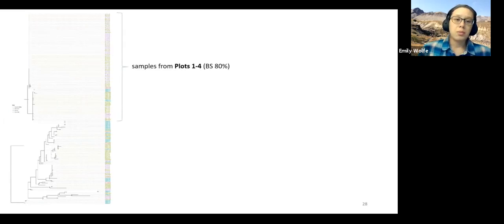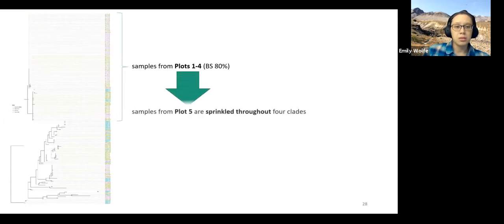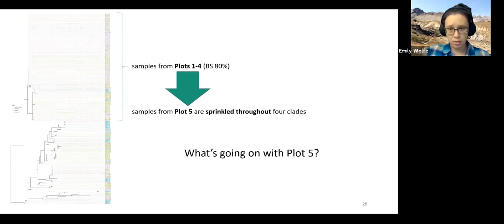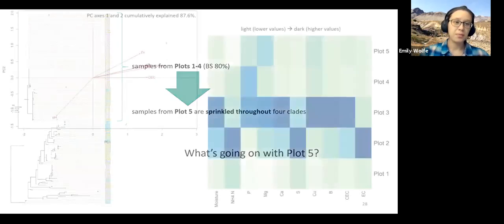Samples from plots 1 through 4 clustered within this clade here. And then interestingly, samples from plot 5 are sprinkled throughout the 4 clades. Each of the samples that cluster within each of those clades are identical. So it's really interesting how that variation shows up in the tree as well. So what is going on with plot 5?